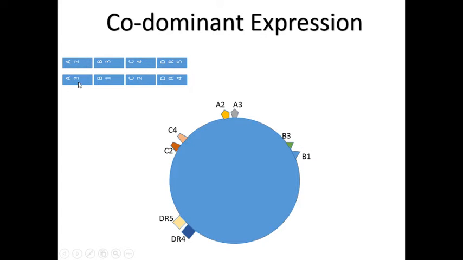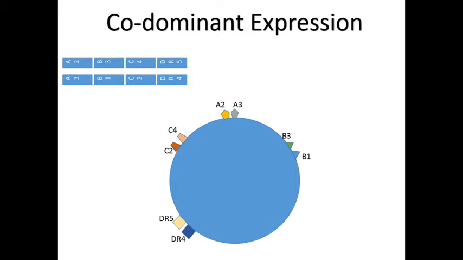And if you look into this case, he has both A2 and A3, one from his father and one from his mother, and at the surface of the cell both A2 and A3 are expressed. A2 is not dominant, or A3 is not dominant, or A2 is not recessive, or A3 is not recessive. Both are equally expressed, both have equal importance, both are equally expressing their proteins. The same is with B3, B1, C2, C4, DR4 and DR5. So that means all of them are expressing themselves.